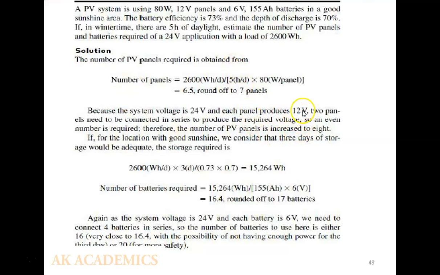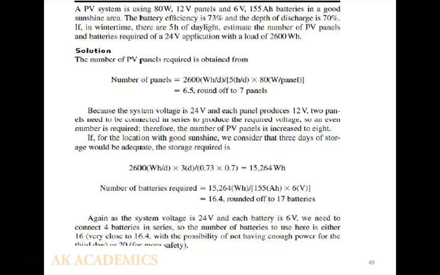Because one module is 12 volt, if we do that, you connect 2 panels in series to get the 24 volt. That simply means we have to have 2 panels. If we have the first 2 panels, the second 2 panels, the third 2 panels, that will give us 6 panels already. Then there's one more panel, which is the 7th one.